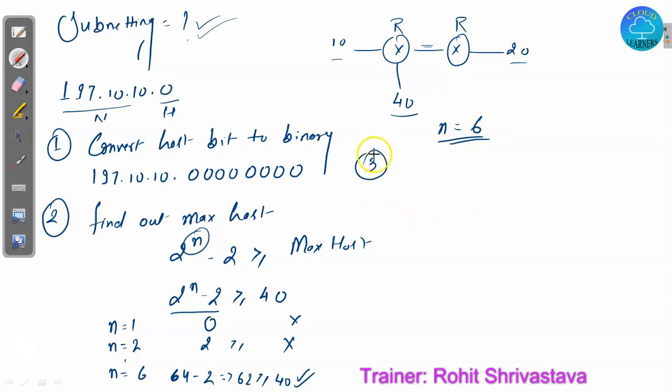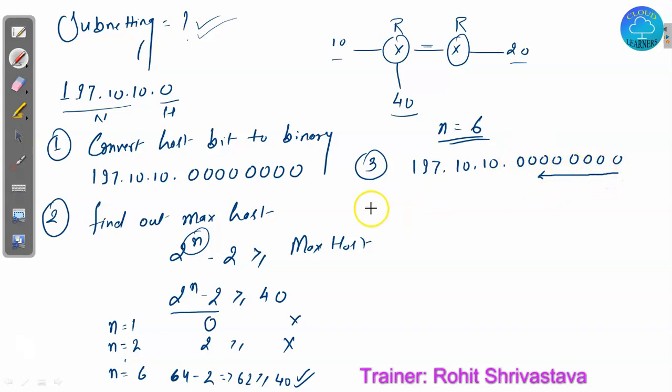I go to the third step. I will write down once again the same IP: 197.10.10.1234567. Now from the RHS I will count up to the 6th bit. 1 2 3 4 5 6.